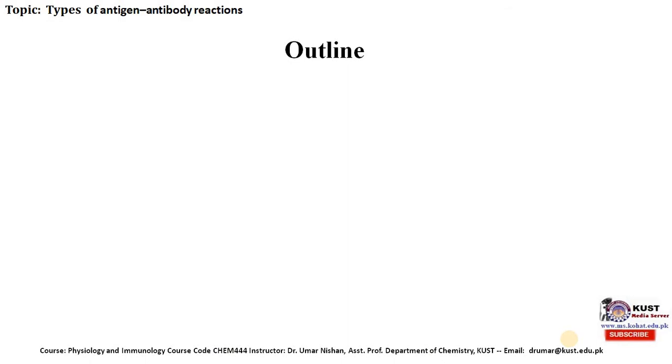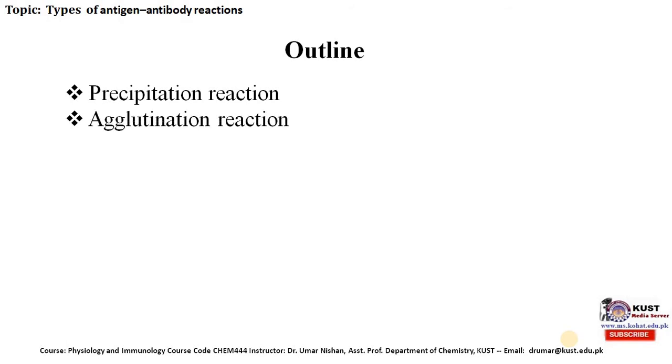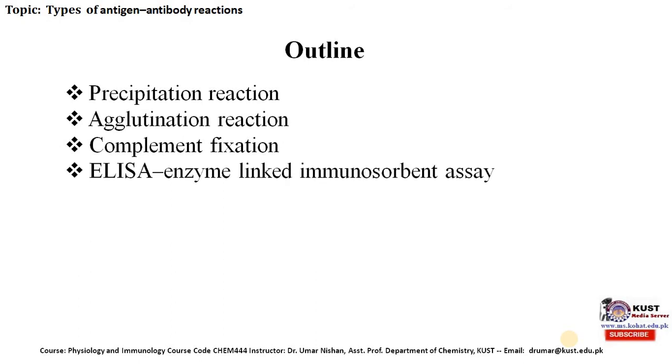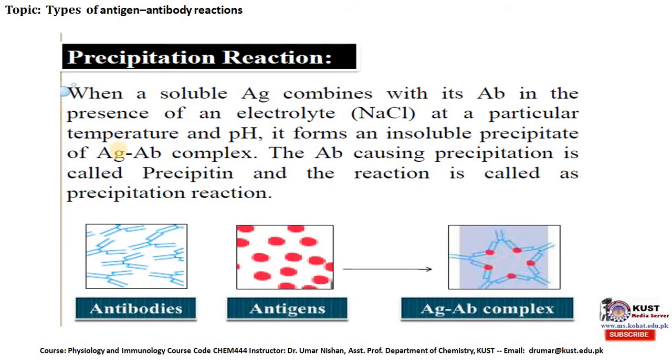The outline for today's lecture is we will talk about precipitation reactions, we will talk about agglutination reaction, we will talk about complement fixation, we will talk about enzyme linked immunosorbent assay ELISA, we will talk about immunofluorescence. So these are the different types of antigen antibody reactions. So this was the outline. Now we move towards our lecture.